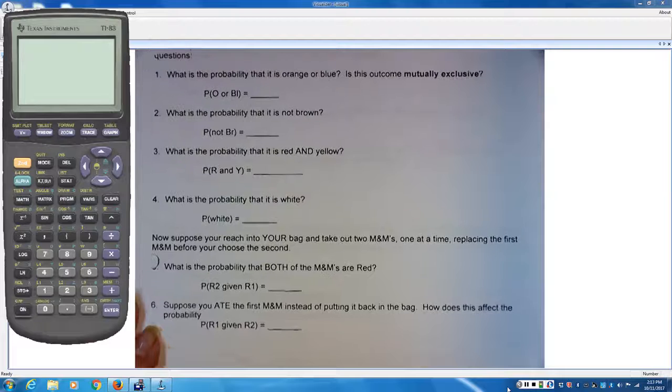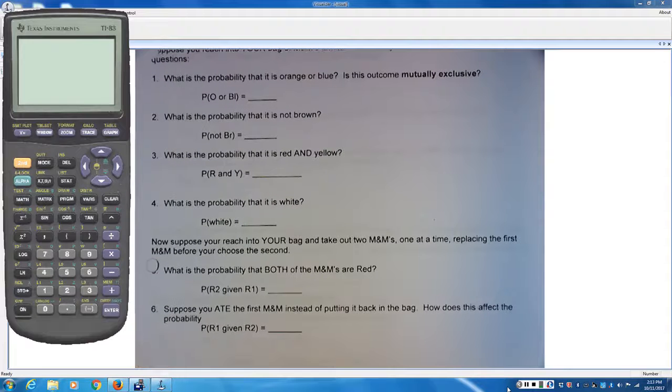So my first question says, suppose I reach into the bag of my M&Ms and took out one M&M. What's the probability that that M&M was orange or blue? Now, I'm going to answer based on my bag. You need to answer based on yours. And I am going to grade these. We are going to take them up. That's why I had you send me around your numbers, so that I can check your numbers to make sure you're understanding the probabilities. Okay?